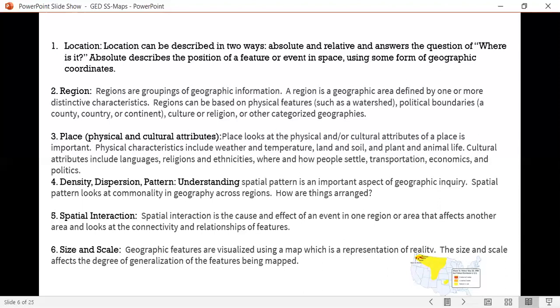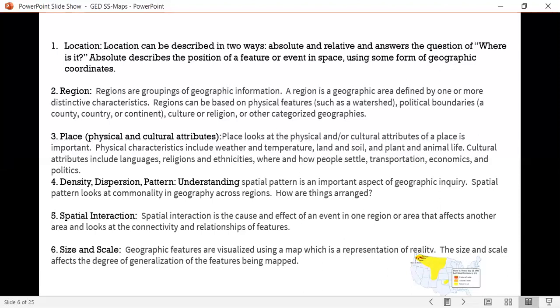Anyway, density, dispersion, pattern, those are about understanding spatial patterns, and it's an important aspect of geographic inquiry. Spatial patterns look like commonalities in geography across regions, and how these things are arranged. We're going to be talking about that throughout this unit. And spatial interaction. Spatial interaction is the cause and effect of an event in one region or area that affects another area, and looks at the connectivity and relationships of features. Think about earthquakes. Where are they more likely to be found or occur? What about the coastlines? Those different things.